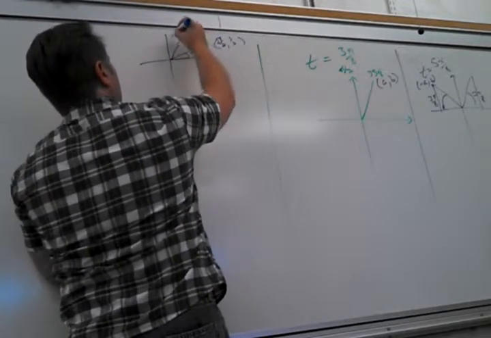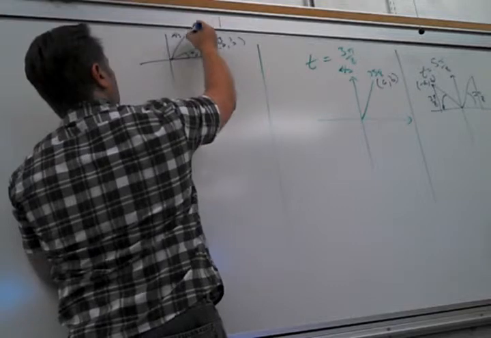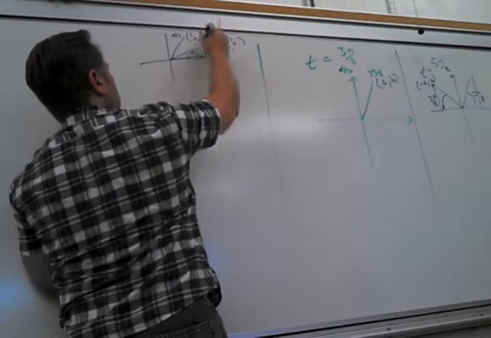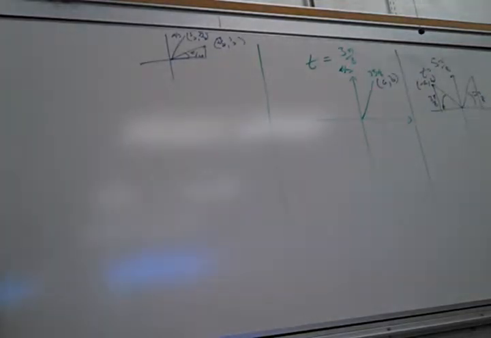So at pi over 3, what will the values be? 1/2 over 1/2, root 3 over 2. Exactly. It's just a symmetric idea. Now I'm getting closer to the y-axis. So those are values you should know.